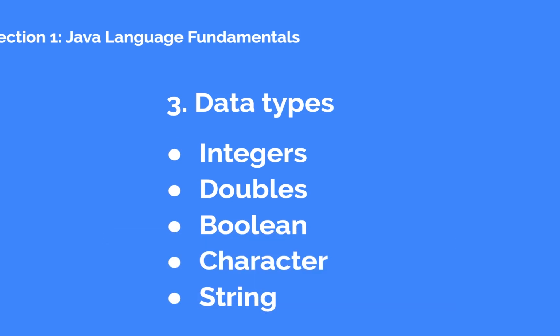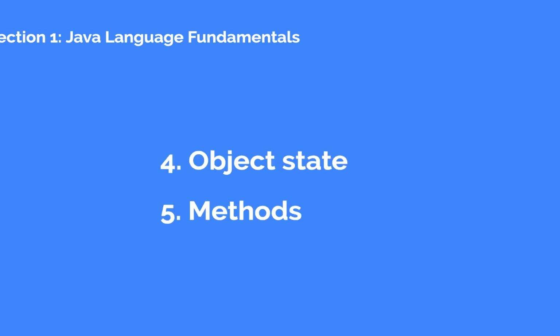And you learned how to build variables of different data types, of those primitives, as well as of the first object data type, the string. After making variables, you also learned about what object state is in Java. And finally, you learned what methods are and how we build and use them.